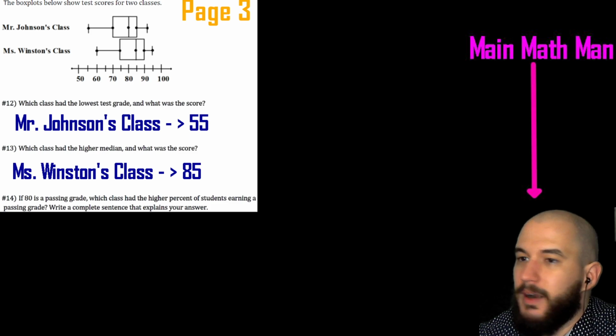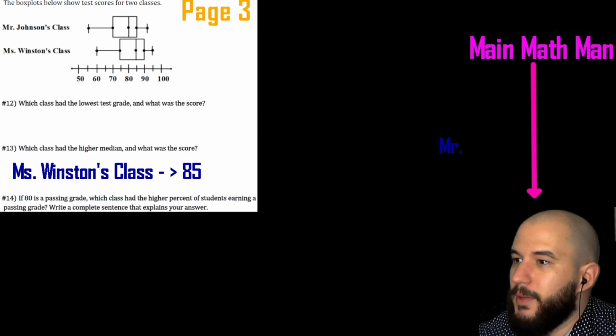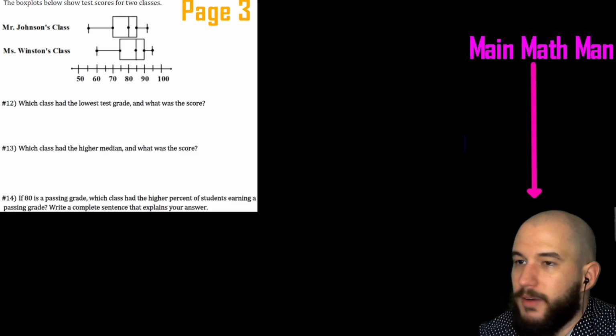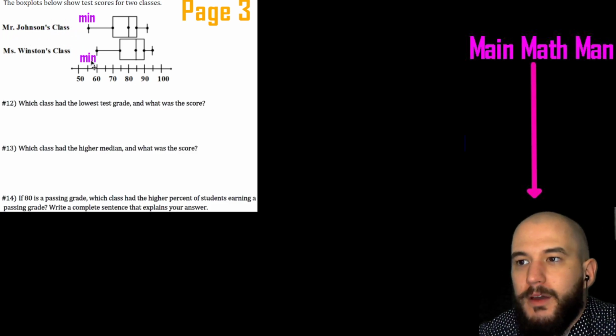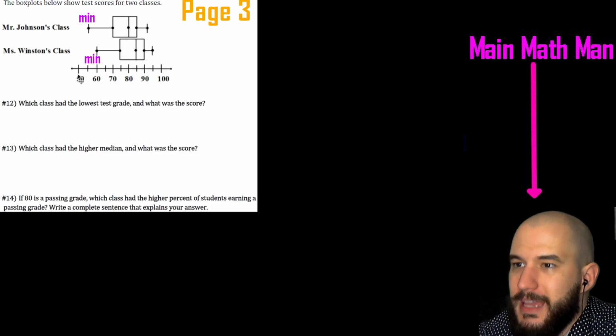Now it says this. I already left some of these up here, but that's okay, I'll be able to explain it right here and right now. Let's read through it. It says the box plots below show test scores for two classes, Mr. Johnson's and Miss Winston's. Which class had the lowest test grade and what was the score? Let's label a couple things here. We're looking for the min, that far left value. Even though it says 50, that's the lowest number I see, that's not the case. You have to find the lowest point for a box plot.